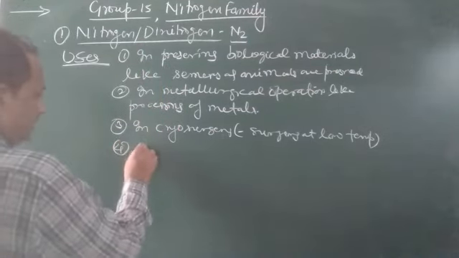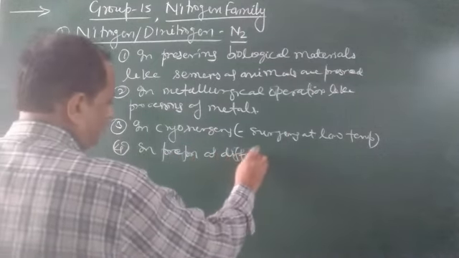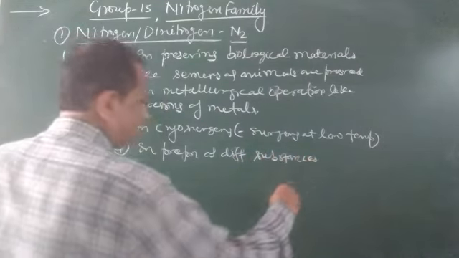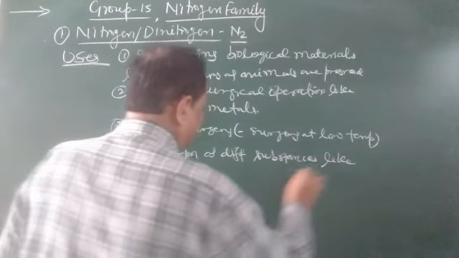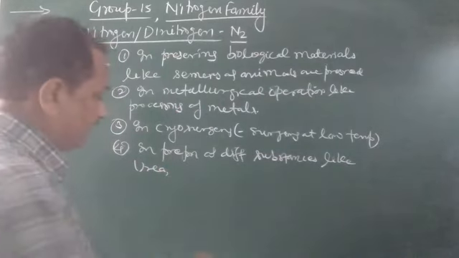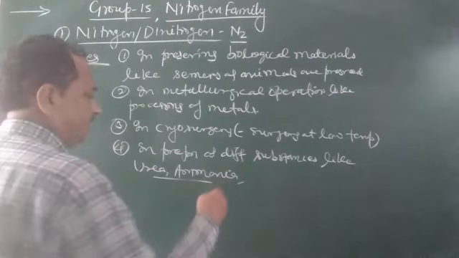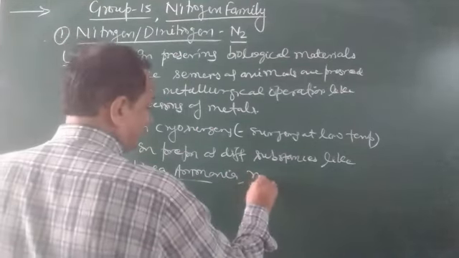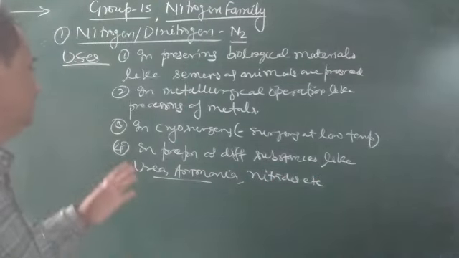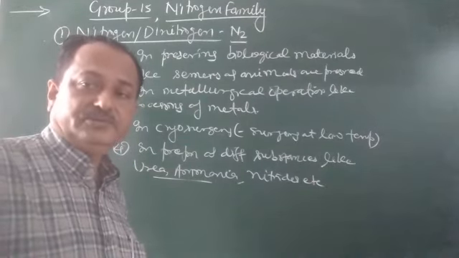Then in preparation of different substances, like urea. Urea is fertilizer. Then ammonia just by Haber's process. Then nitrites, etc. So there are countless uses, and these are some important uses of nitrogen.